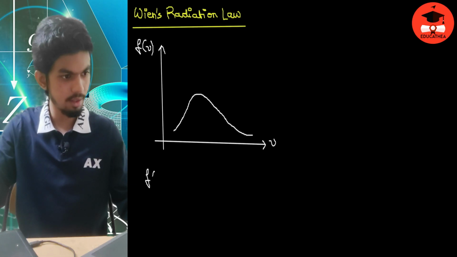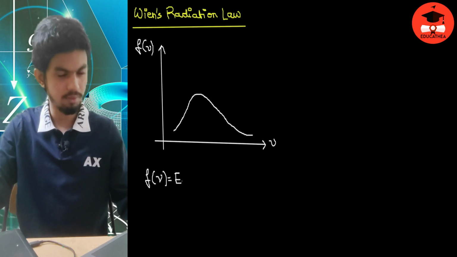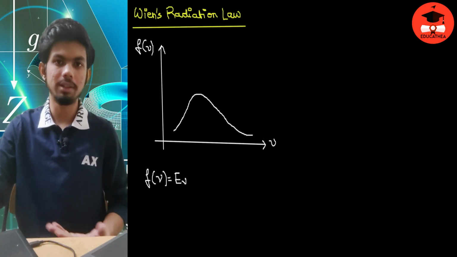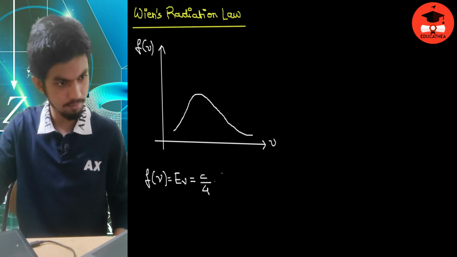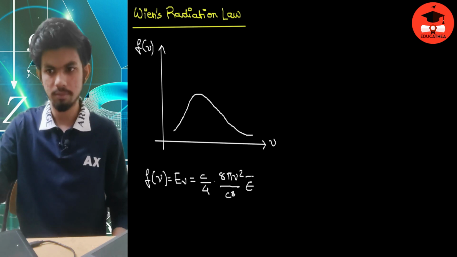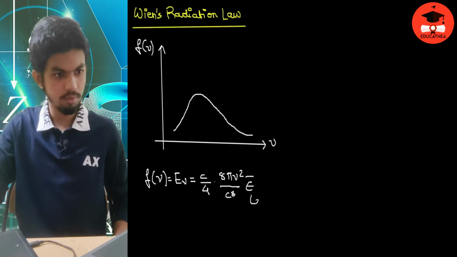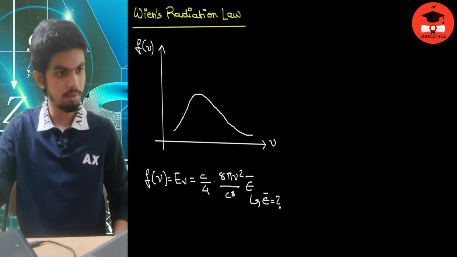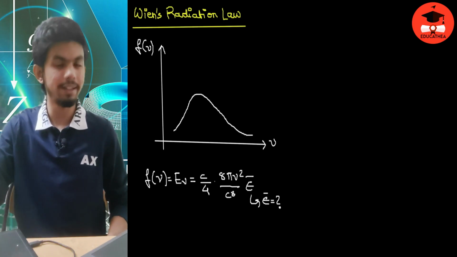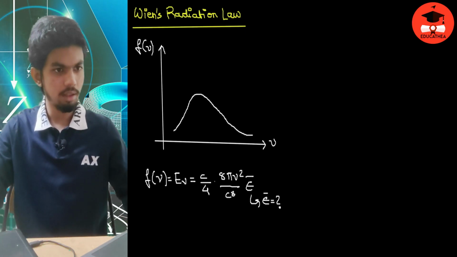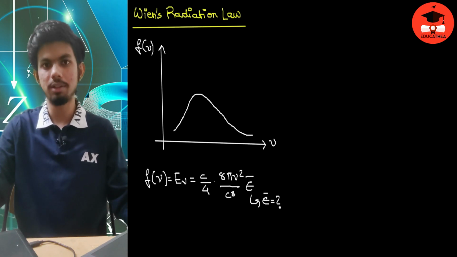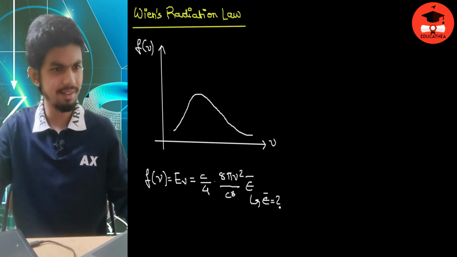What is this function of frequency? It is E nu, that is the energy emitted within the frequency range nu to nu plus d nu, which is again given by something like this, which we have discussed. Now our job is to find the value of epsilon bar so that we can get an expression which fits this curve. Now if you remember correctly, then the graph for Maxwell-Boltzmann distribution looks very similar, isn't it?